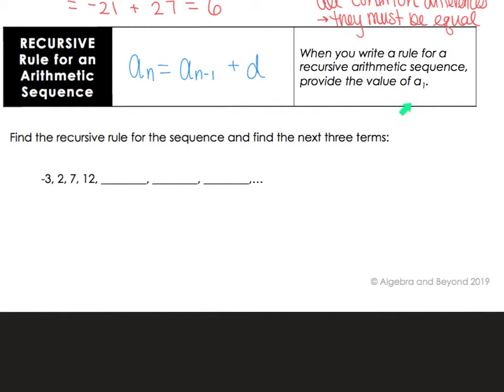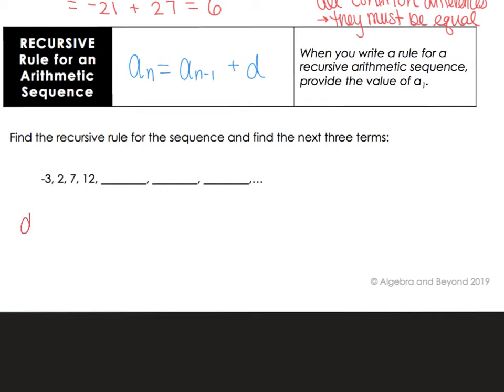Another thing you want to take note of is that when you have an arithmetic sequence and you're making it a recursive rule, you need to show what your a sub 1 is. That's already typed in here for us, but it's important that you show what your first term is. Let's look at this next example, where they ask us to write the recursive rule for the sequence and find the next three terms.